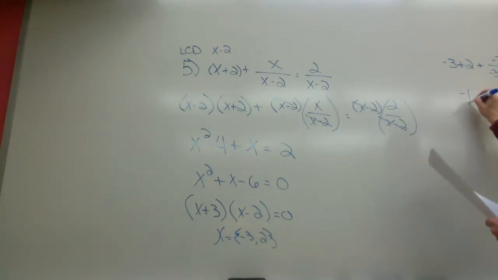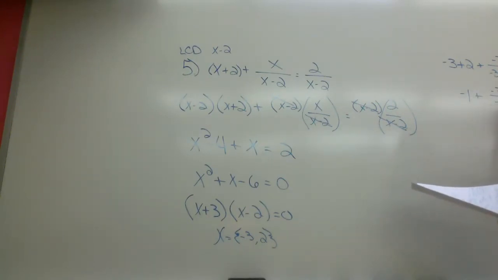So that's going to give me minus 1 plus negative 3 over negative 5 equals 2 over negative 5. So minus 1 plus 3/5 equals negative 2/5. So negative 5/5 plus 3/5 equals negative 2/5. Okay, so it looks like that is in fact a solution.